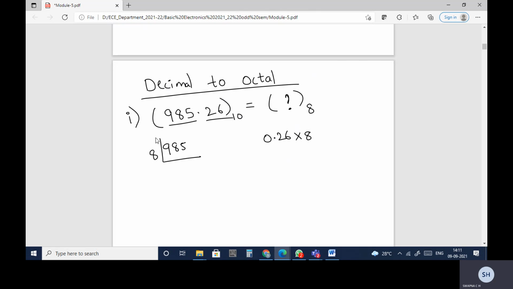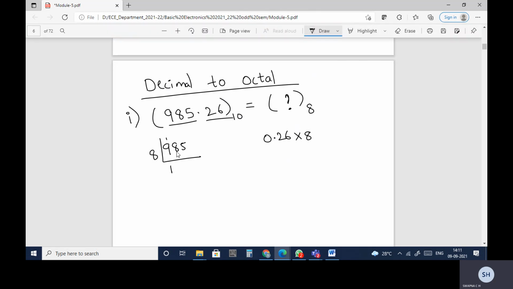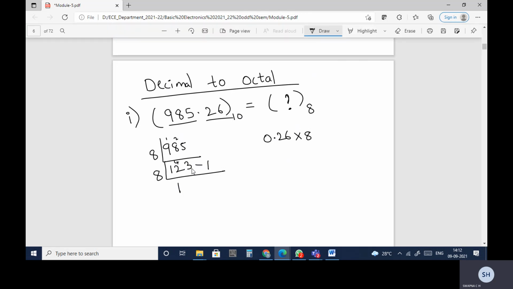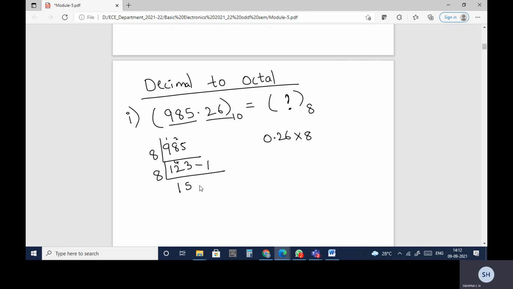So when you divide, 8 ones are 8, so 1 is the remainder. Then 18: 8 twos are 16, so 2 is the remainder. 25: 8 threes are 24, so 1 is the remainder. Next 8 ones are 8, so 4 will be the remainder. 43: 8 fives are 40, so 3 is the remainder. Next 8 ones are 8, so 7 will be the remainder. 8 zeros, so 1 is the remainder.